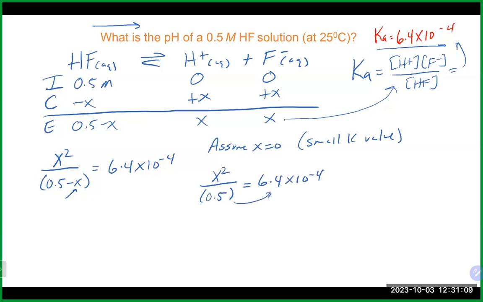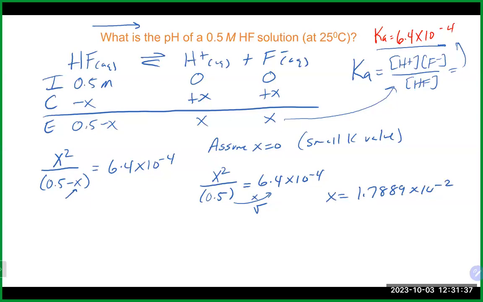We're going to multiply to the other side and then do a little square root action afterwards. If you do that, 6.4 exponent minus 4 times 0.5, we're going to then take the square root of it, and that will give us an x value here of 1.7889 times 10 to the minus 2. First off, any questions on the assumption there?